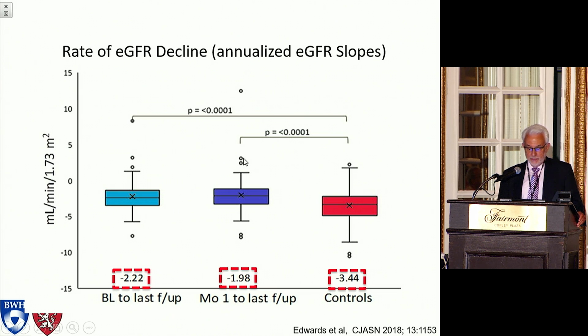Now, remember, tolvaptan has an initial effect, initial GFR decline, just like an ACE inhibitor. These are the annualized eGFR slopes of individuals on tolvaptan. This is either from baseline to last follow-up or month 1 to last follow-up. These are the slopes, about -2 mLs per minute per year, as compared to the matched controls from the HALT and CRISP studies, declining at about 3.5 mLs per minute per year.